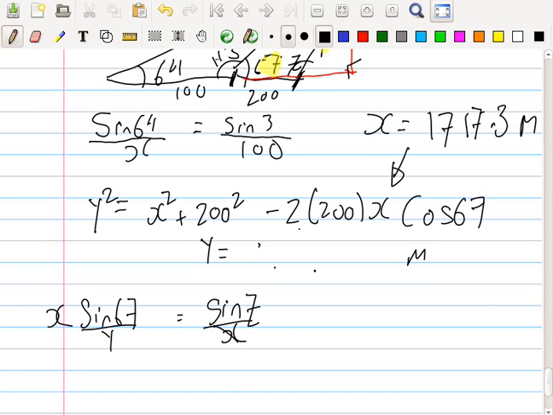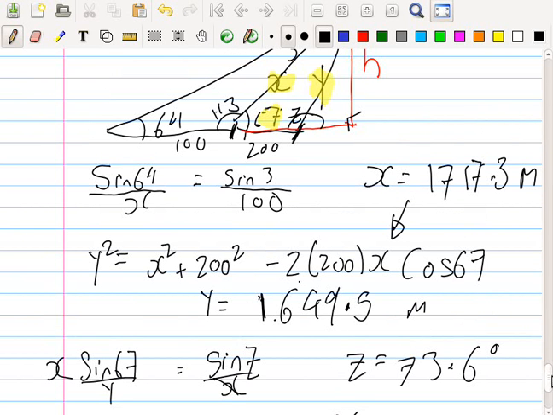Oh, 1649. Eric, come on, what is it? Oh, that's right. x is right. Oh, you're giving me the answer for y. Thank you. What is it? 1649.5. Thank you. 1717.3 divided by 1649.5 times sine 67, then sine inverse. So I got z equals 73.6 degrees.